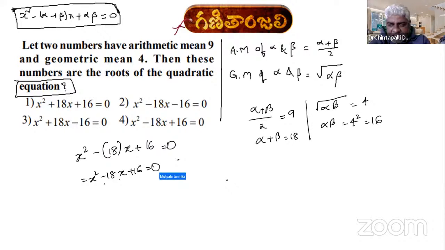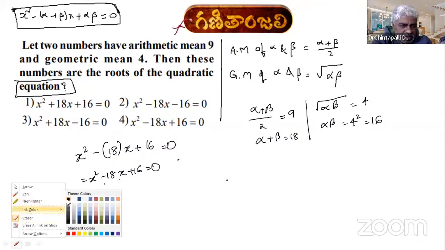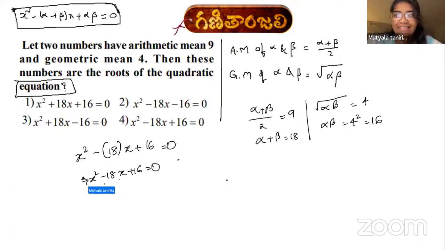Since the equation has another root, just write, yeah, very good. That's good. Option 4. That's good. Very good.